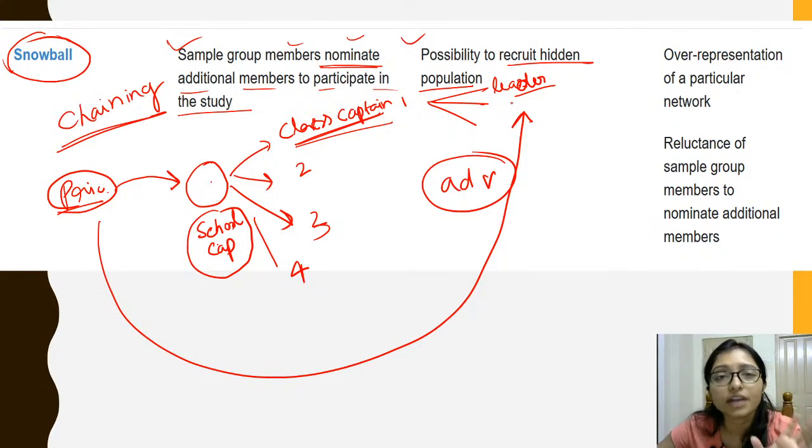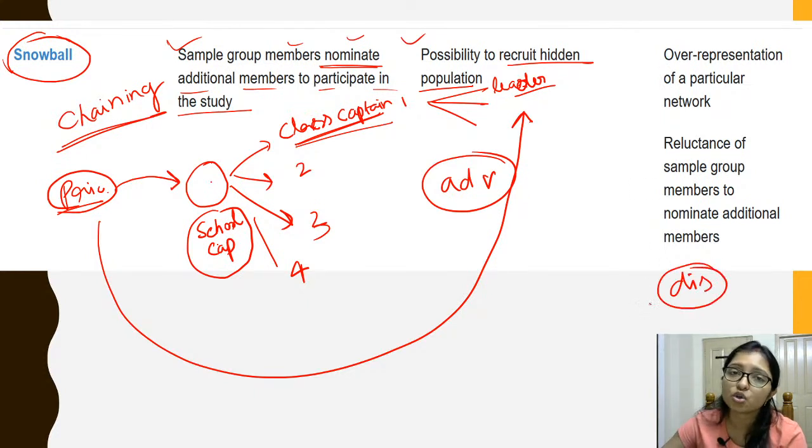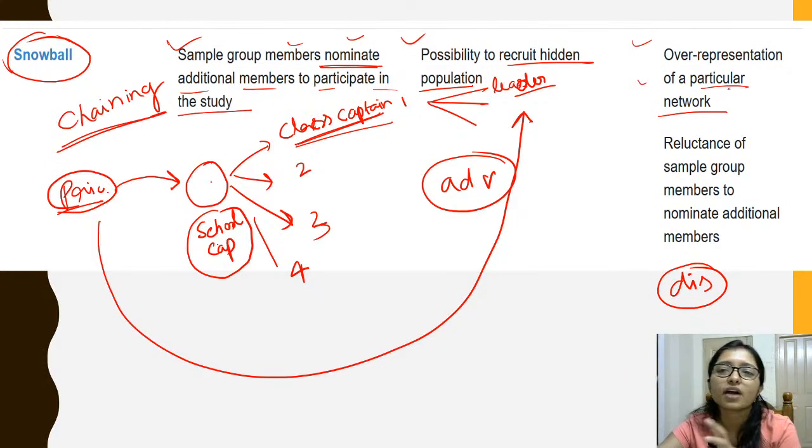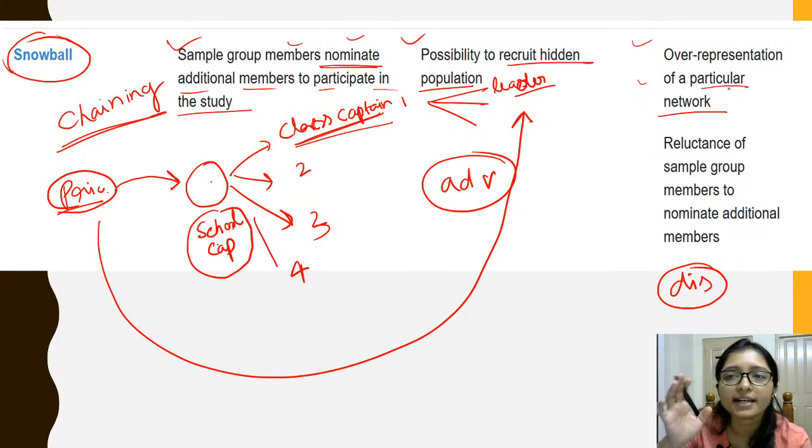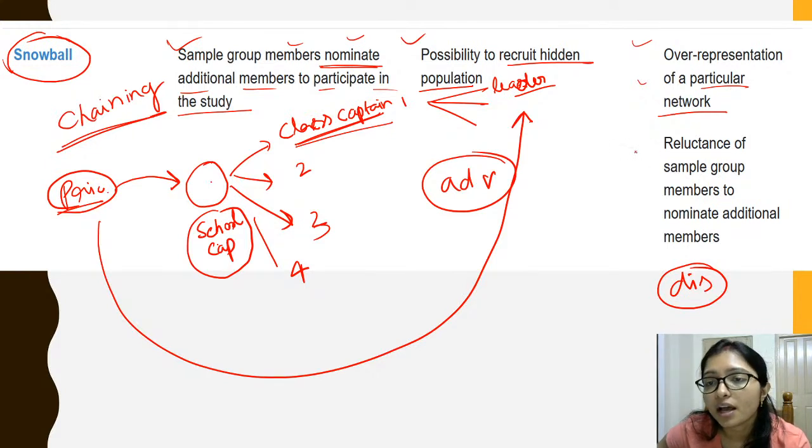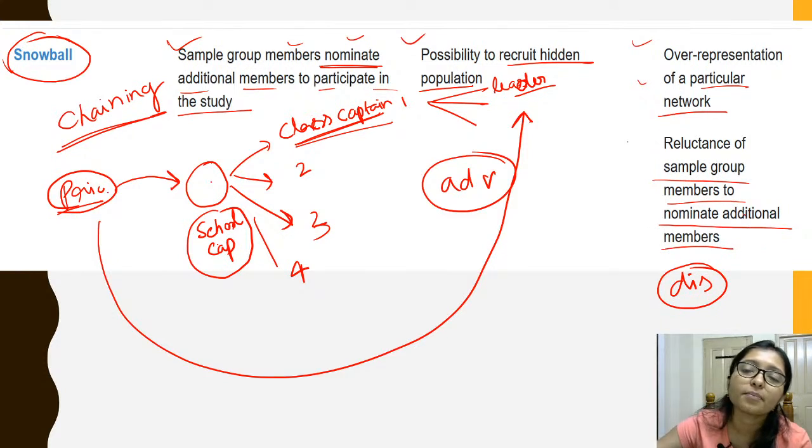So now chaining is very good. What are the disadvantages of snowball? That is over-representation of a particular network. Definitely, because we are depending on a network, so some overhead is there. The group members nominate additional members, so some reliability issue is there, that you have to rely on the other members. Clear? So snowball sampling is clear to everyone.